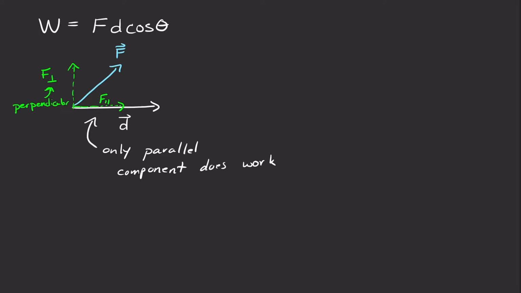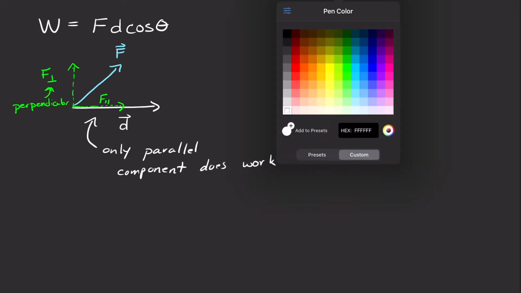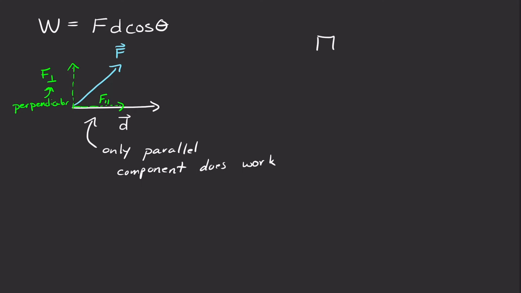Okay, so let's do some more simple examples. Say we have an object and we drop it. So it's going to start up at the top and drop down some distance. So it's going to go down.